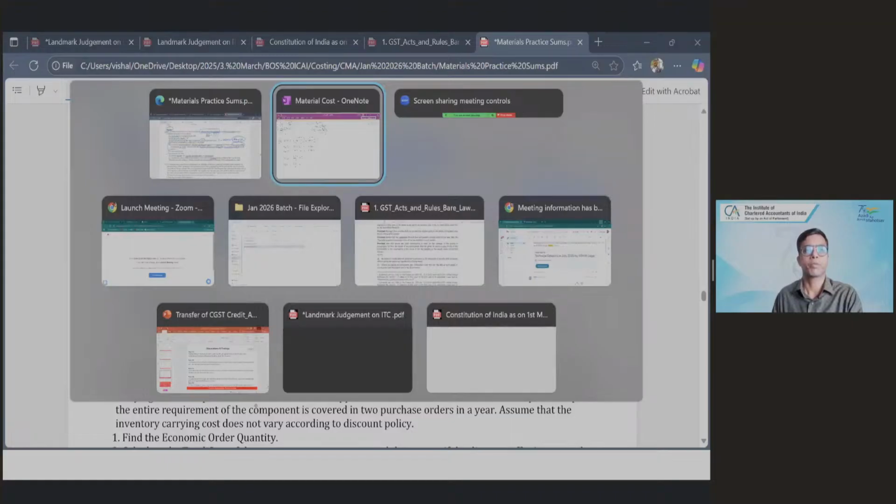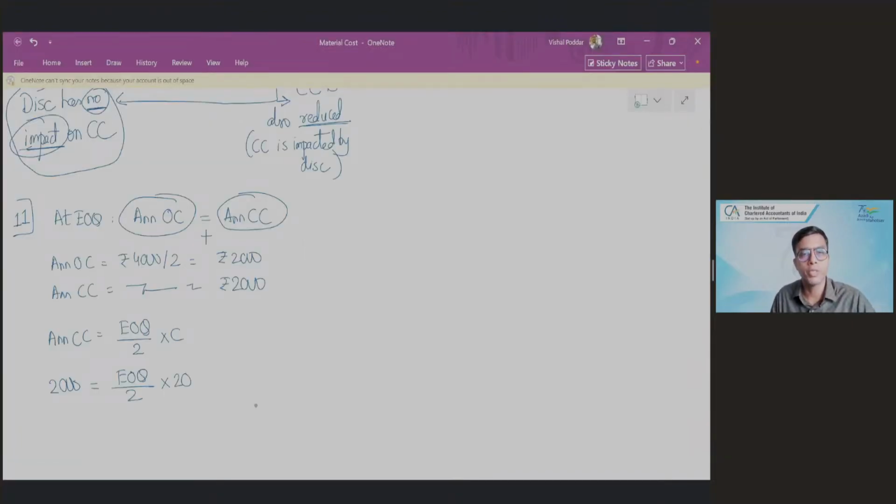Correct. So my C is rupees 20. I will get EOQ. How? This will be multiplied by, this will be divided by. So I get my EOQ as 100 units, which is my first question. So part 1 is answered.